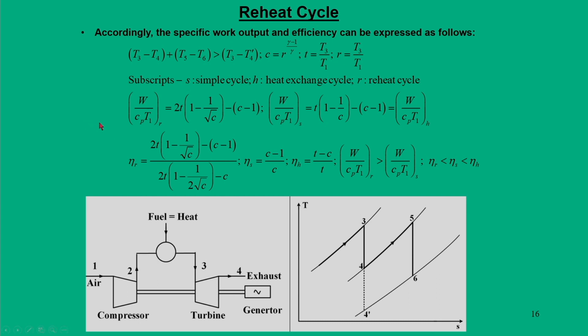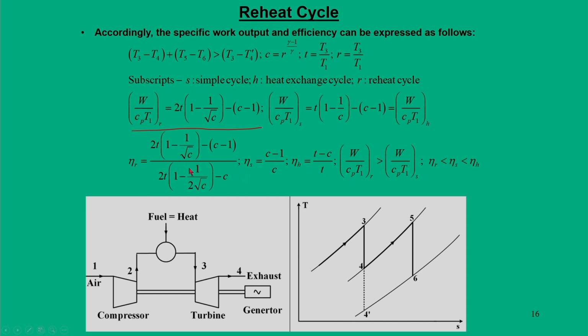So, you can see that the non-dimensional work can be represented in this manner: W by Cp times T1 is equal to twice T, whole bracket, 1 minus 1 by square root of C, whole bracket, C minus 1. So this is how, with reheat, the cycle efficiency can be expressed in terms of temperature ratio and pressure ratio.